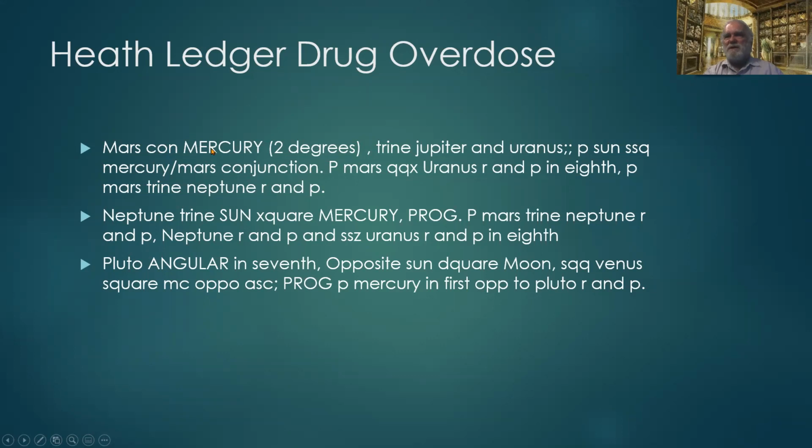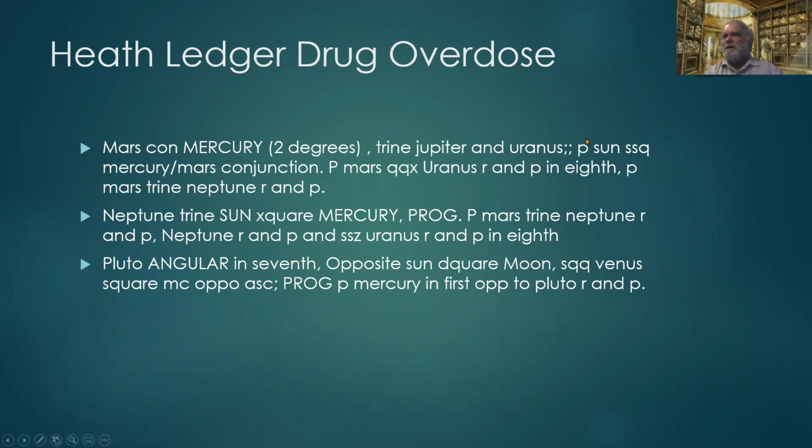And here Mars is conjunct Mercury. It's very close, within 2 degrees, a degree and a half away. Mars's other aspects are trine Jupiter and Uranus. So this is the prominent and discordant. Mars conjunct Mercury takes the discord of Mars into the nervous system.